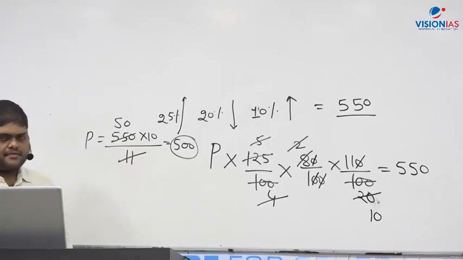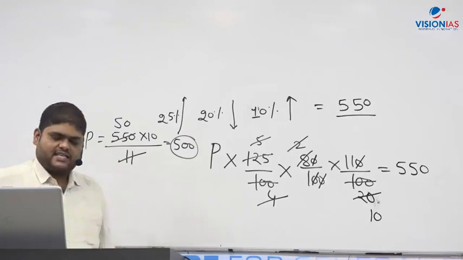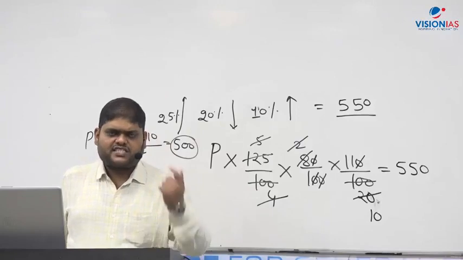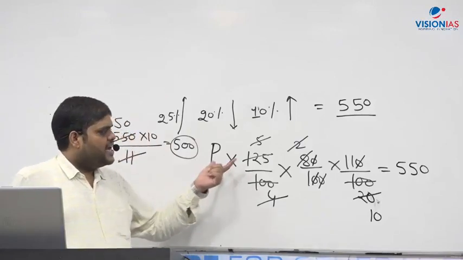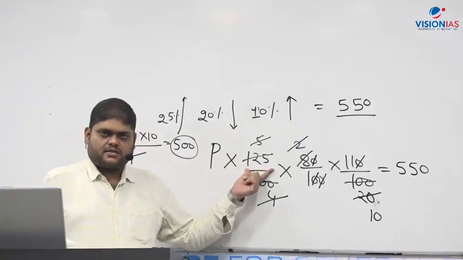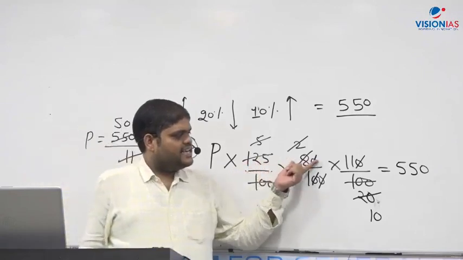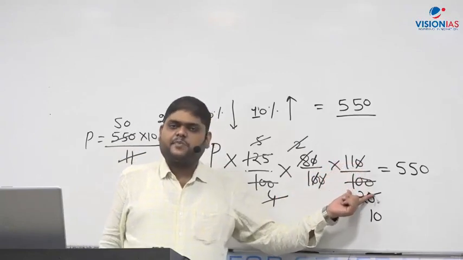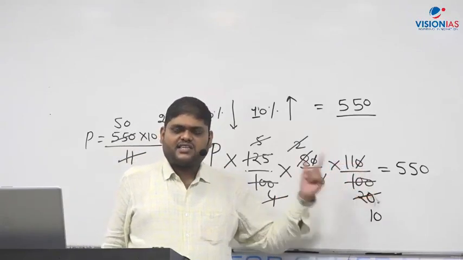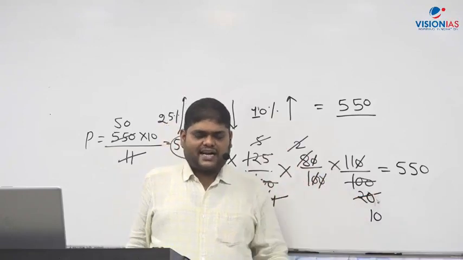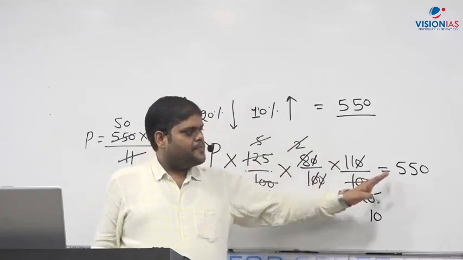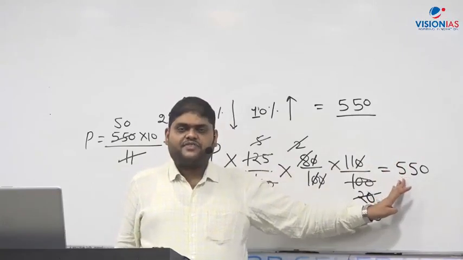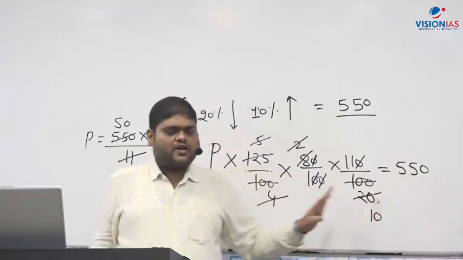A simple thing. Now this question can be like this. The population of a country or a state increases by 25% in the first year, decreases by 20% in the second year, and increases by 10% in the third year. Suppose the question says that after 3 years the population becomes, in some lakhs, 5,50,000. Find the original population.